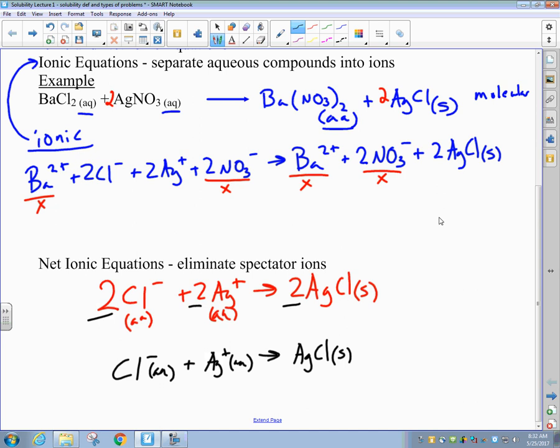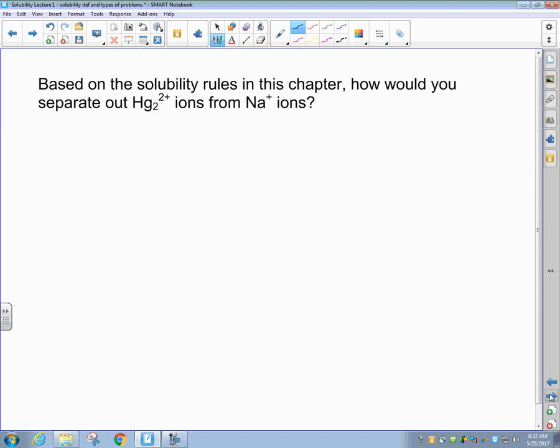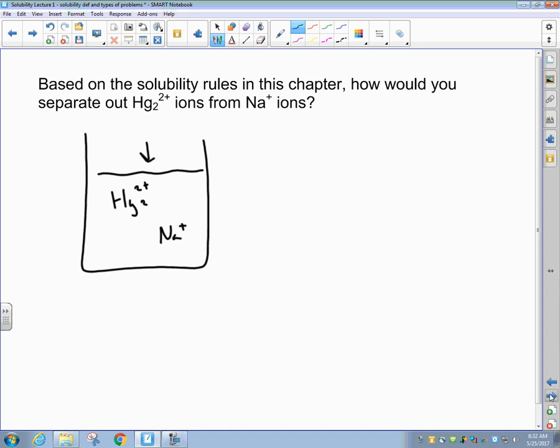The only other problem we'd like to show you here is, based on the solubility rules in this chapter, how would you separate out mercury 2 positive ions from sodium ions? So the idea is that you have a container. This container contains the mercury 2 positive ions and the sodium ions. And what I would like to know is, what can you add to this container to get one of the substances to precipitate out rather than both of them? So only one PPT forms.